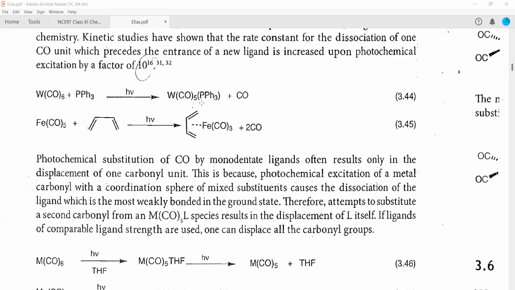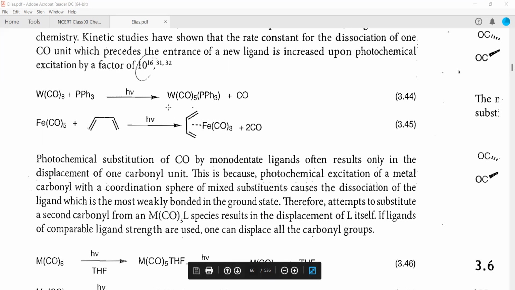This is because the photochemical excitation of a metal carbonyl with a mixed-substituted coordination sphere causes the dissociation of the ligand which is most weakly bound in the ground state. Therefore, attempts to substitute a second carbonyl from any metal carbonyl species M(CO)xLy result in the displacement of L itself.